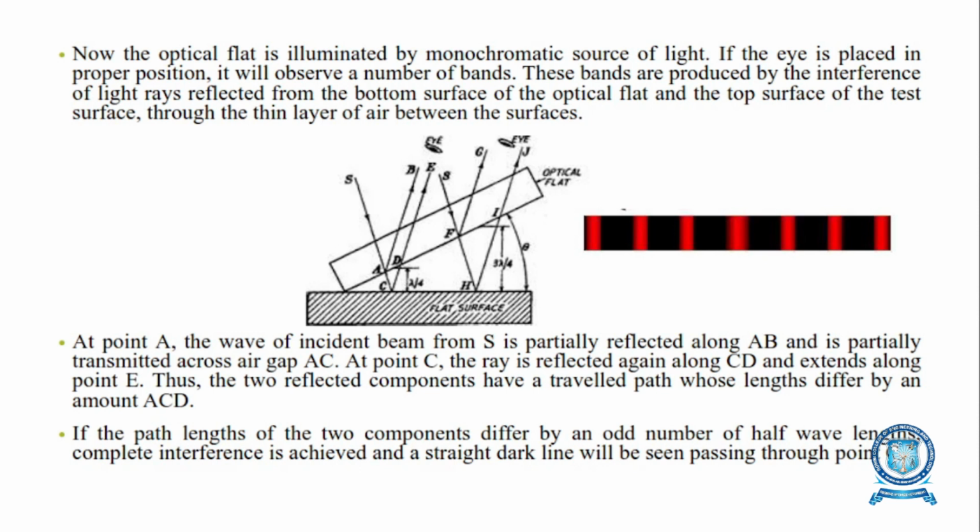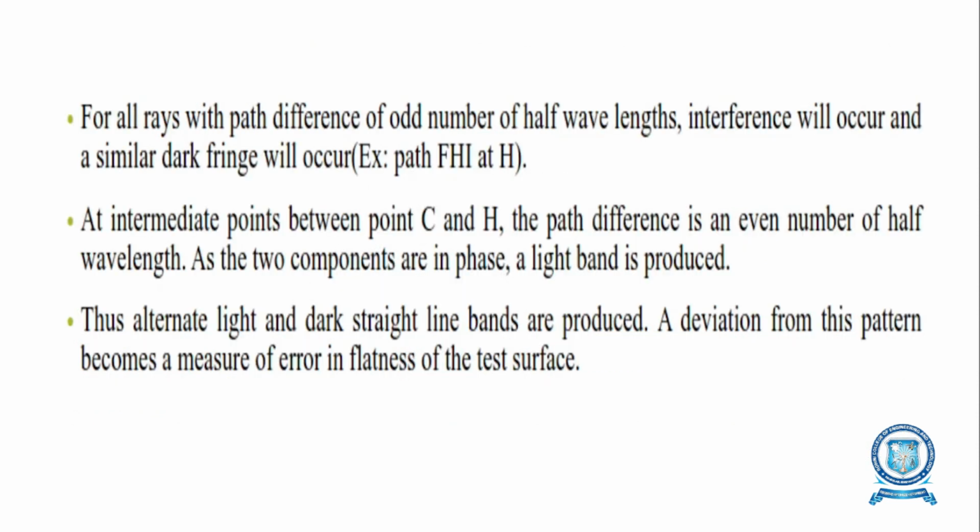Thus, the two reflected components have traveled paths whose lengths differ by an amount ACD. If the path lengths of the two components differ by an odd number of half wavelengths, complete interference is achieved and a straight dark line will be seen passing through the point C. Where there is a path difference of an odd number of half wavelengths, interference will occur and a similar dark fringe will occur. At intermediate points between point C and H, the path difference is an even number of half wavelengths. As the components are in phase, a light band is produced. So the light and dark straight line bands are produced. A deviation from this pattern becomes a measure of error in flatness of the test surface.